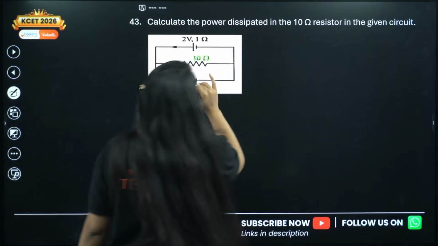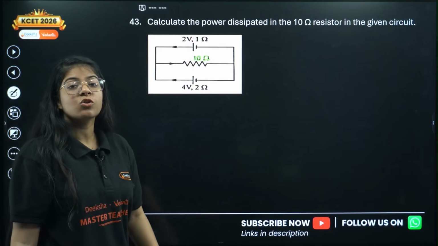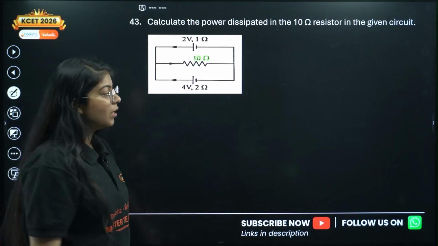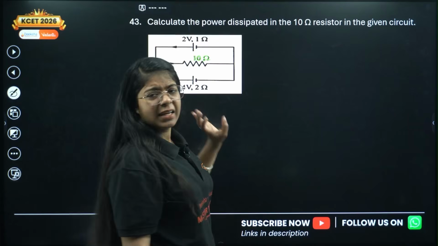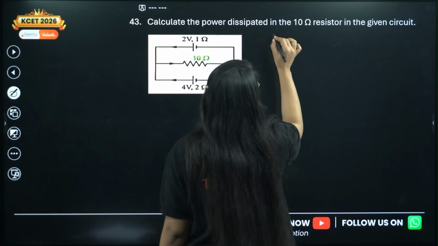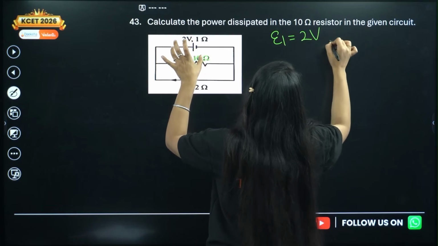We have two batteries that are connected in parallel to each other. So we have to find the equivalent EMF, their equivalent voltage, and then their equivalent internal resistance and all. So let's start. What is the first thing? We are given, let's say, E1 as 2 volt, correct?